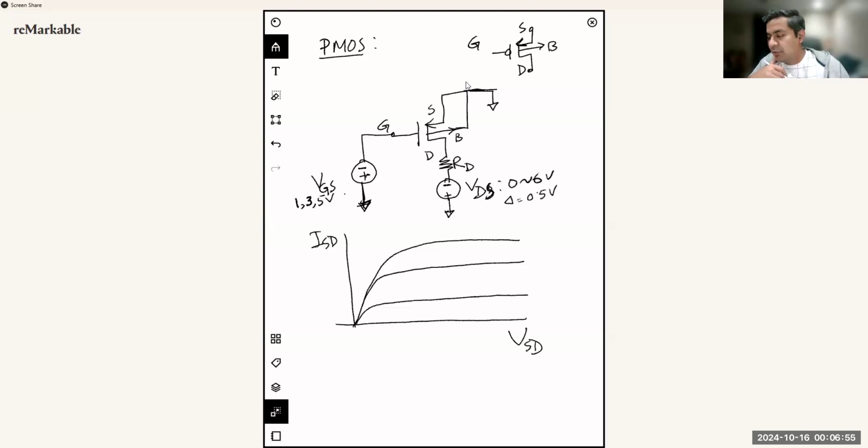If you want to match the NMOS IDS versus VDS curve, you can do this in this order. You can choose ISD and VSD to plot that. And these plots will have different VSG values, 1 volt, 3 volts, and 5 volts. You also note that I wrote VSG instead of VGS because if you write VGS, then these values are basically negative voltages that are applied.